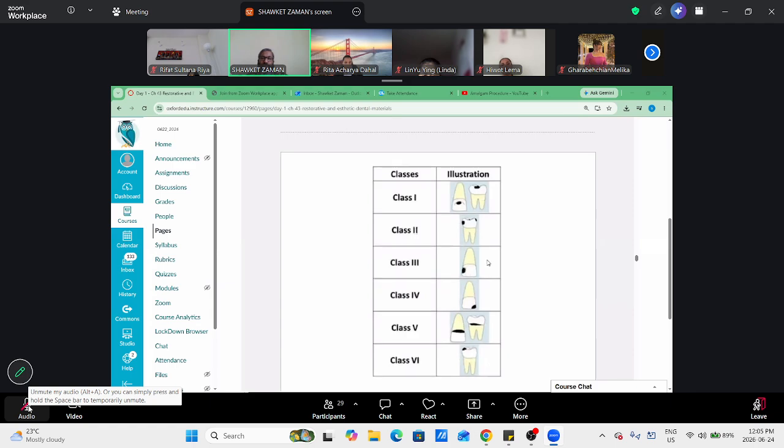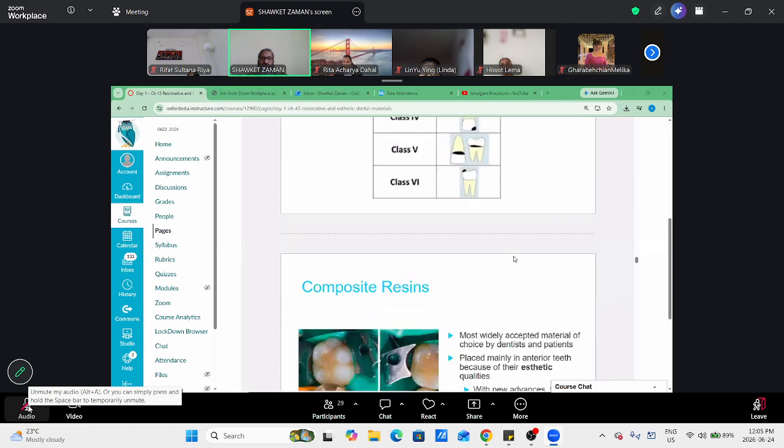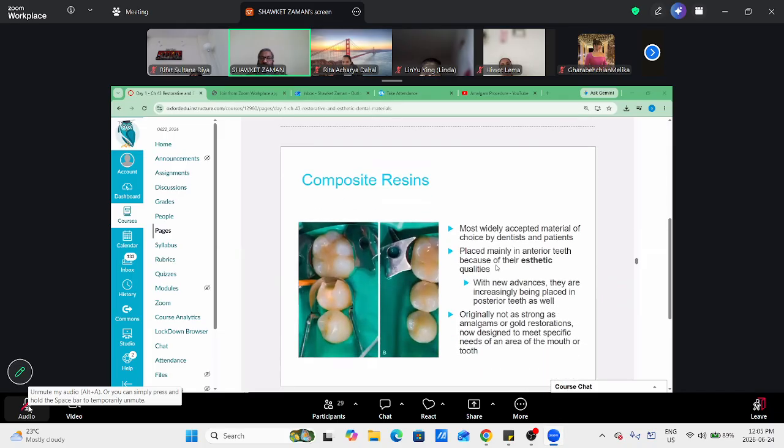Okay, so this is about the classification which we talked about. Now the next filling material is composite. Composite filling material is a color-matching material. It is the most widely accepted material nowadays in dentistry, the choice of both dentist and patients, because it matches the color. When it matches the color and is aesthetically very pleasant, patient satisfaction is higher.